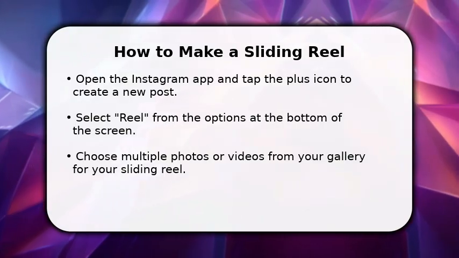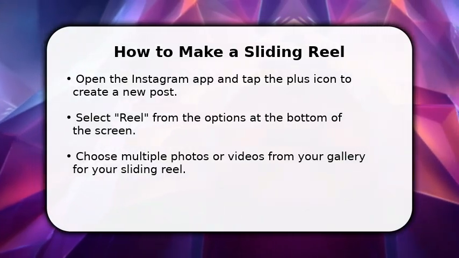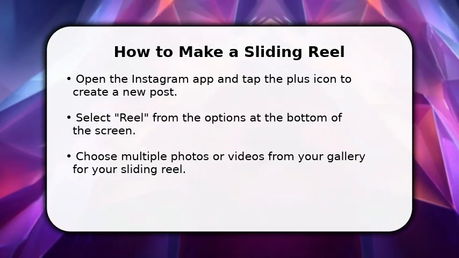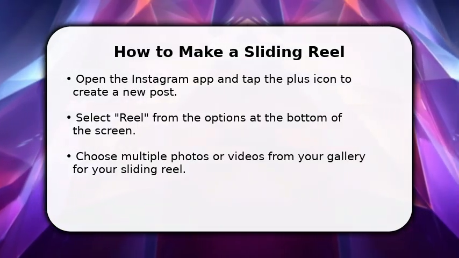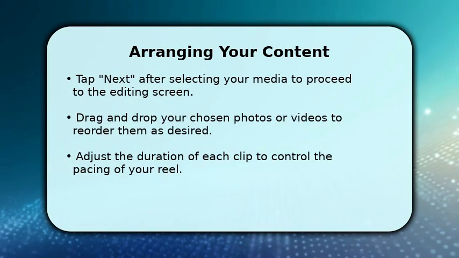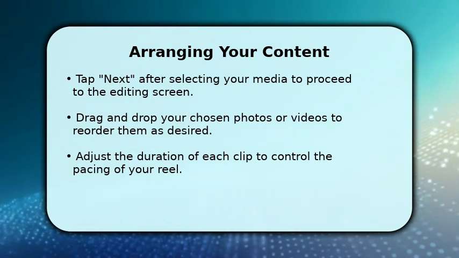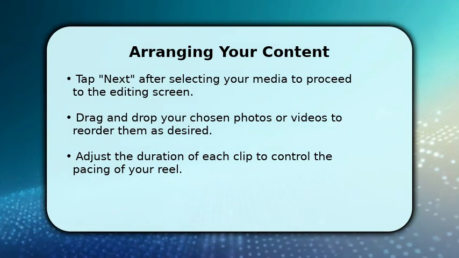Next, you will choose the photos or videos you wish to include from your device's gallery. You can select up to 10 media items for a single sliding reel. Once you have selected your desired media, tap Next to move to the editing interface.